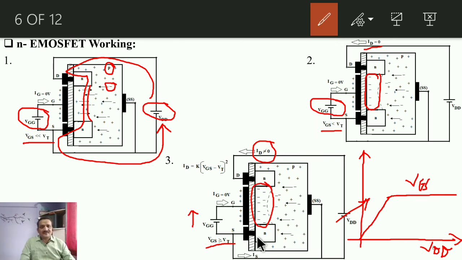Why does ID remain constant? Because whatever the accumulated charge carrier density is, it decides the capacity of that channel, how much maximum current it can handle. Beyond that, even if the applied voltage is increased, current will not increase, because the channel density, that is, the charge carriers, will limit the maximum amount of current.